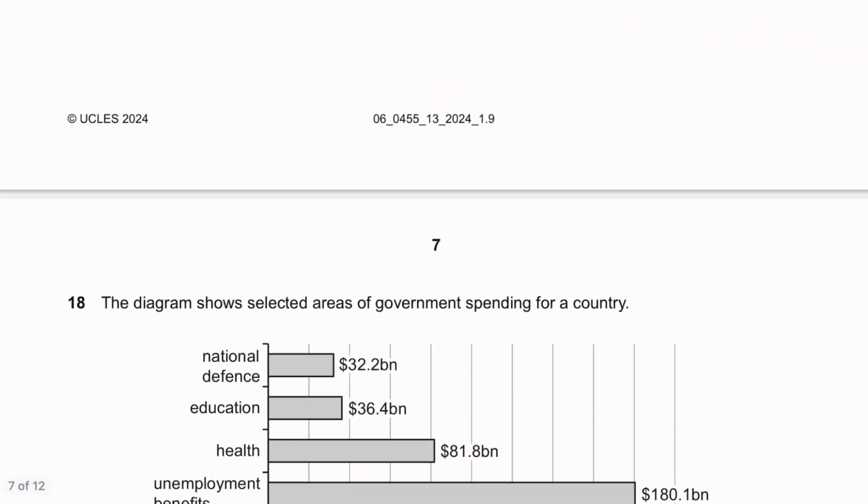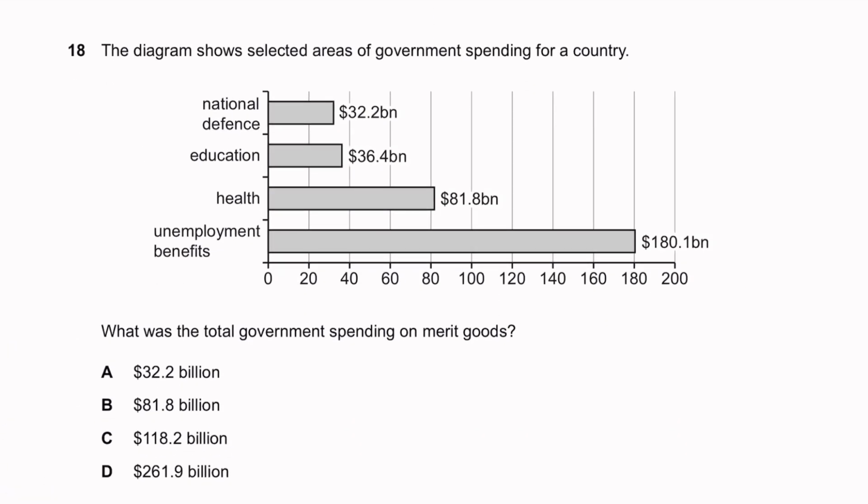Moving on. 18. Diagram shows selected areas of government spending for a country. What was the total government spending on merit goods? So we need to identify what is merit goods. So first, education and healthcare. Okay, so we plus together, it is 118.2 billion. This is the answer, C.